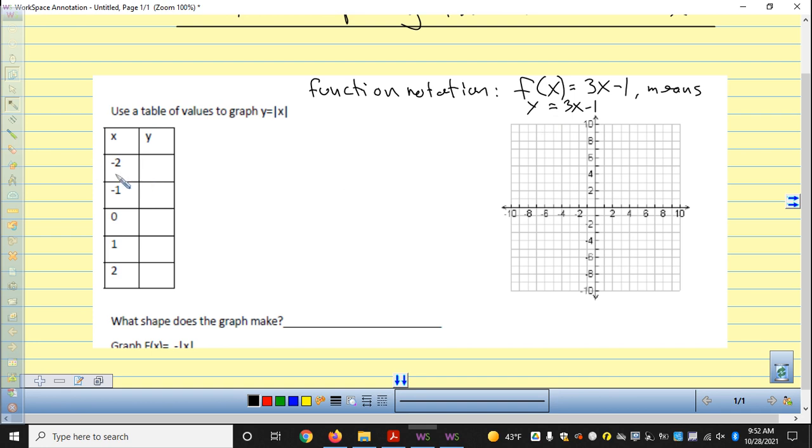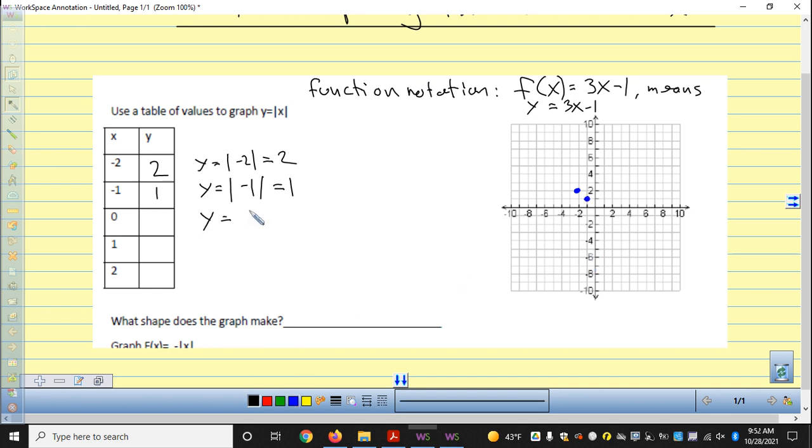All right, so to calculate our y values, we're going to plug x in here. So for this first one, I get y equals the absolute value of -2, which is 2. So my first point is at -2, 2. The next one, I get y equals the absolute value of -1, which is 1. The absolute value makes everything positive. So I get a point at -1, 1.